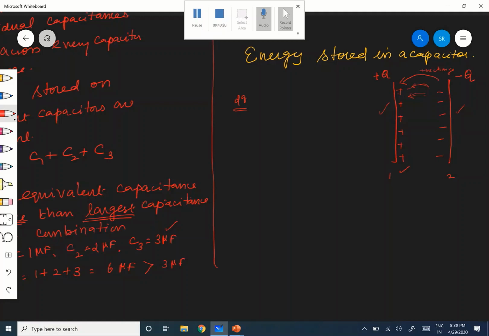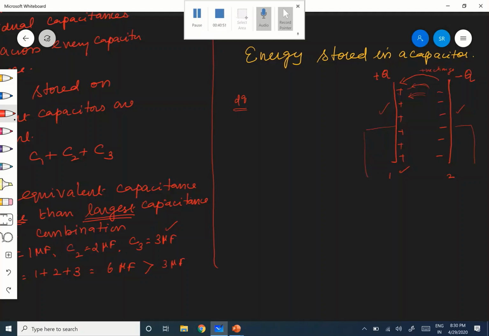Okay, therefore, what is the work done by? Some external supply, you have to connect a battery. Work done is not just like that. Some work has to be done externally in transferring the charge in small installments from plate 2 to 1. That is, positive charge from plate 2 to 1.